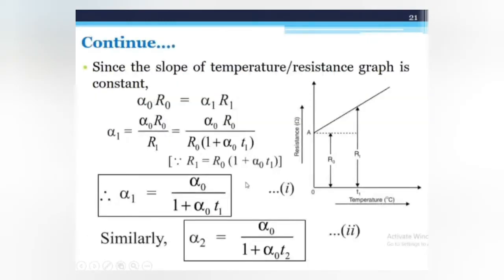So when we compare both equations, alpha 0 into R0 equals alpha 1 into R1, and taking alpha 1 as the subject, alpha 1 is equal to alpha 0 R0 upon R1. Now for R1, we can use the equation RT equals R0 into 1 plus alpha 0 T. Putting the value of R1, we get R0 into 1 plus alpha 0 T1. So in the final equation of alpha 1, R0 is cancelled out. So alpha 1 is equal to alpha 0 upon 1 plus alpha 0 T1. Similarly, we get alpha 2 equal to alpha 0 upon 1 plus alpha 0 T2.